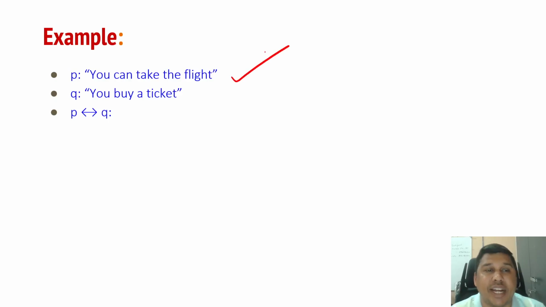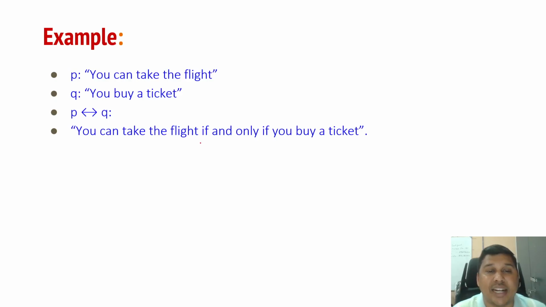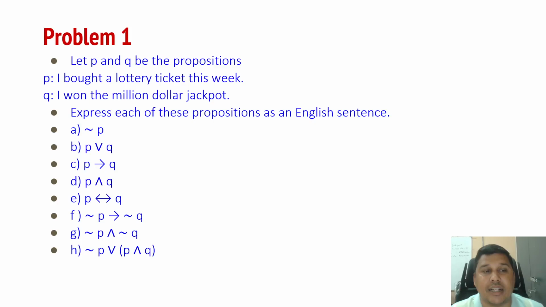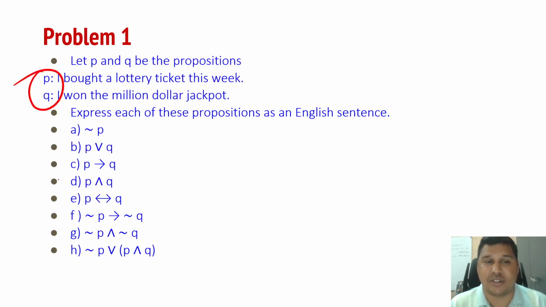You can take the flight, you can buy a ticket. We are asking you to write what is P double implies Q. So you can write, you can take the flight if and only if you buy a ticket. That is your P double implies Q. Now let's see two example problems, the kind we can expect in exams. You will be given two propositional statements and you have to convert each of these expressions into an English sentence.